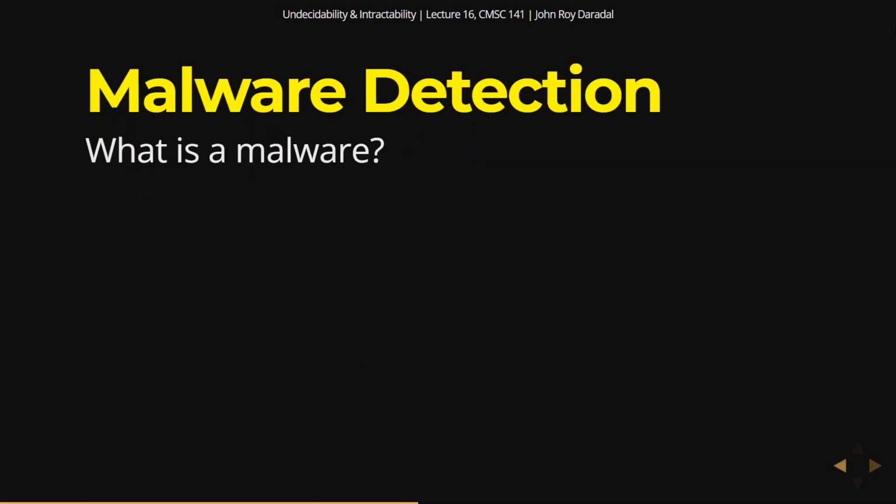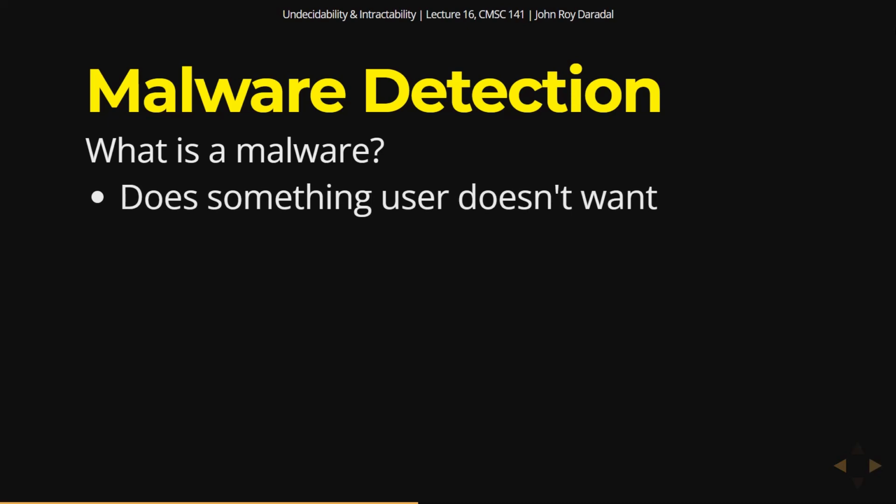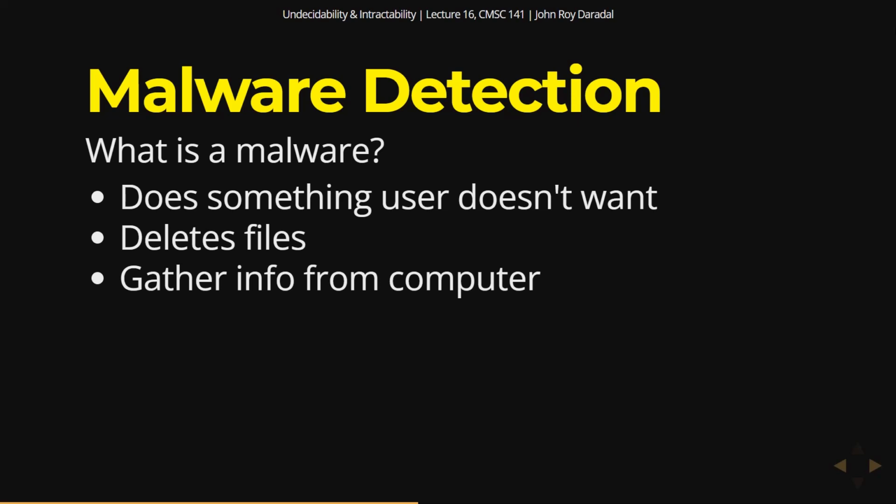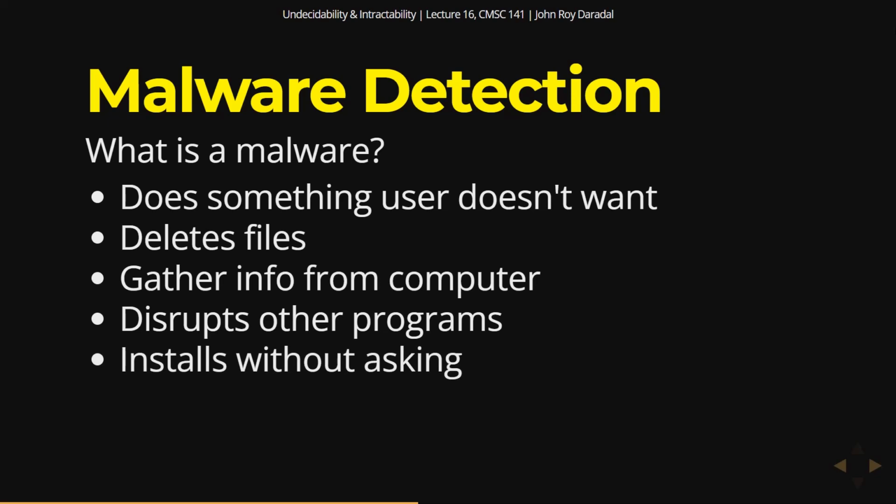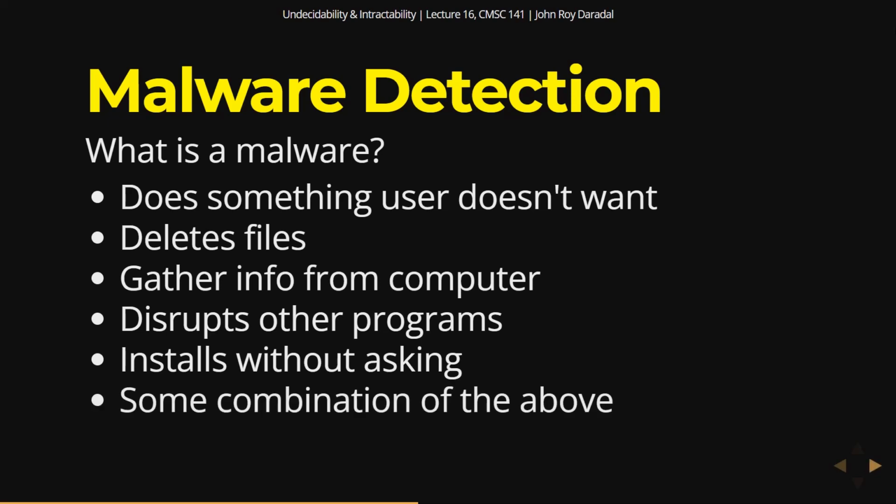Okay. Now next, malware detection. This is actually also another undecidable problem. So first, let us define what a malware is. A malware does something that a user does not want it to do. A malware could also delete files. A malware could also gather info from the computer, so it's kind of a spyware. It could disrupt other programs, making your computer useless. Or it can install without asking, so it might be some kind of a Trojan. Or some combination of the above.